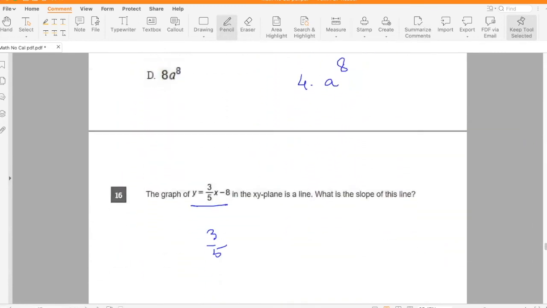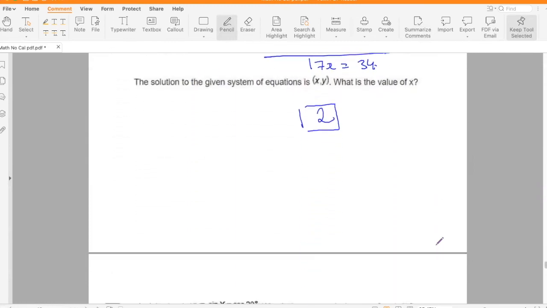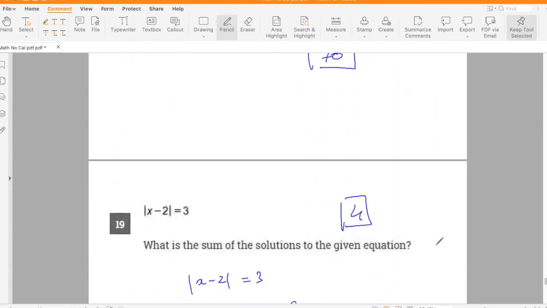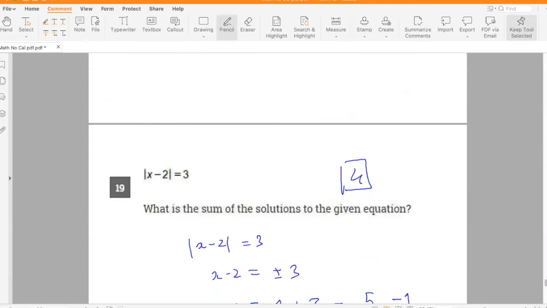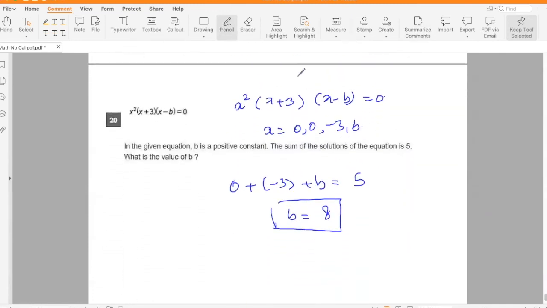Okay. 16: 3 by 5. 270. 19: 4 and 8. Okay, great. So we got all correct.